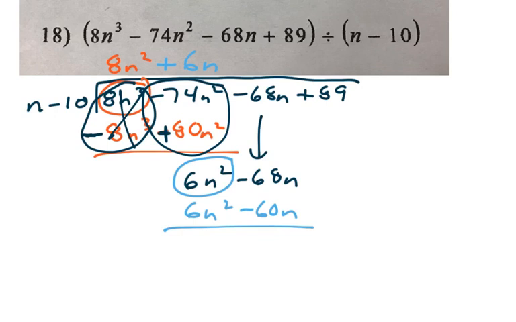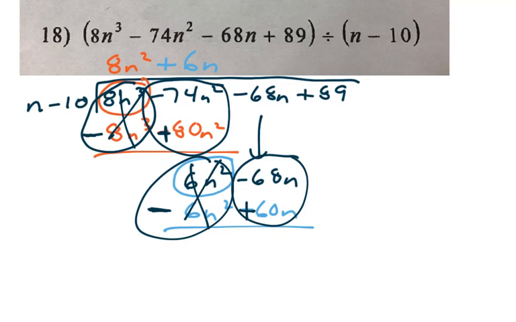When I subtract, that right there changes to a plus. 6 minus 6 is 0n squared. Right here, I'm left with a negative 8n. Let's bring down my 89.